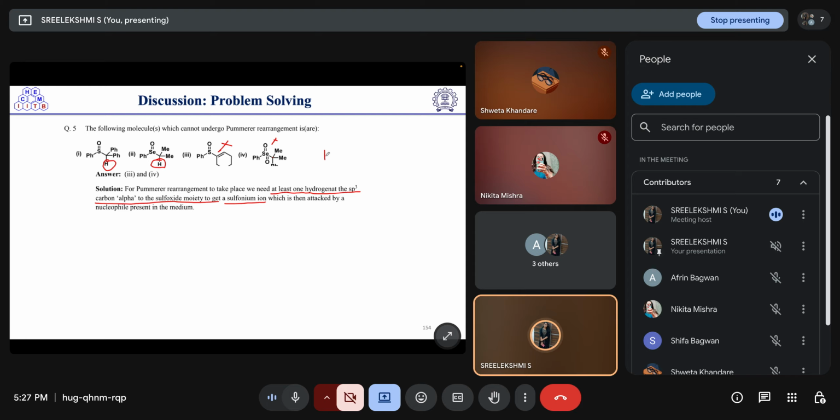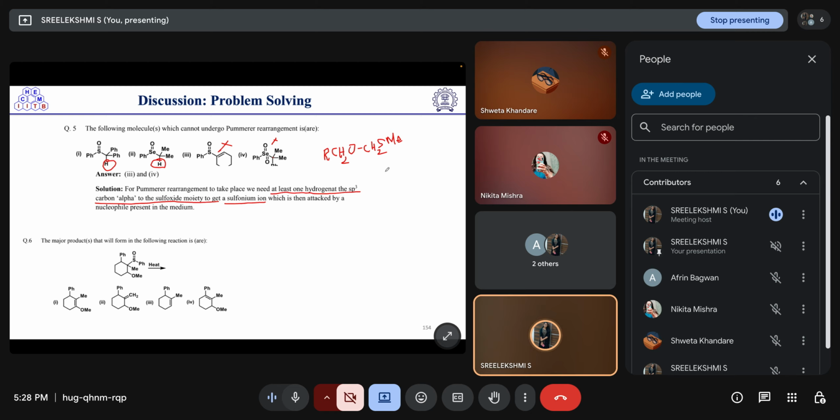So in Pummerer rearrangement, what product will we get? This kind of R CH2O CH2S Me. So this type of compound we will get in the Pummerer rearrangement, which is one of the side reactions that can happen for Swern oxidation.